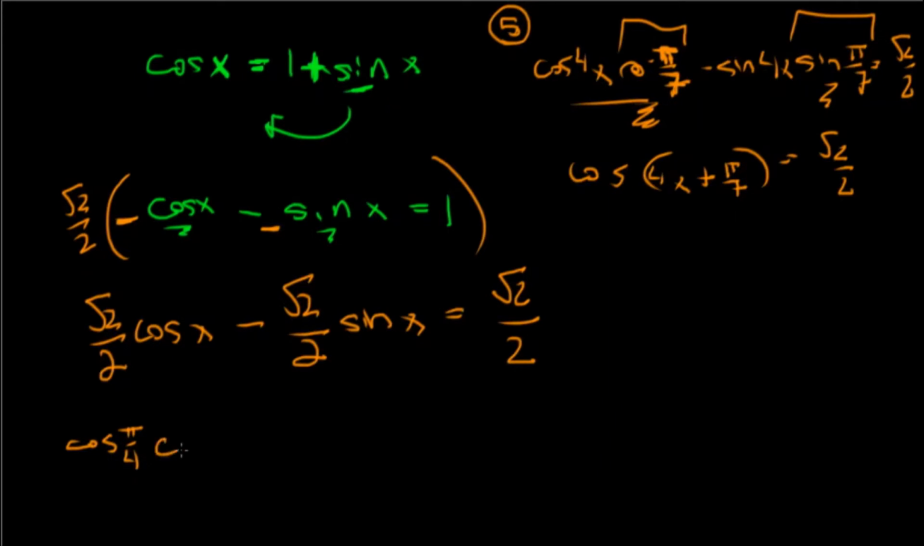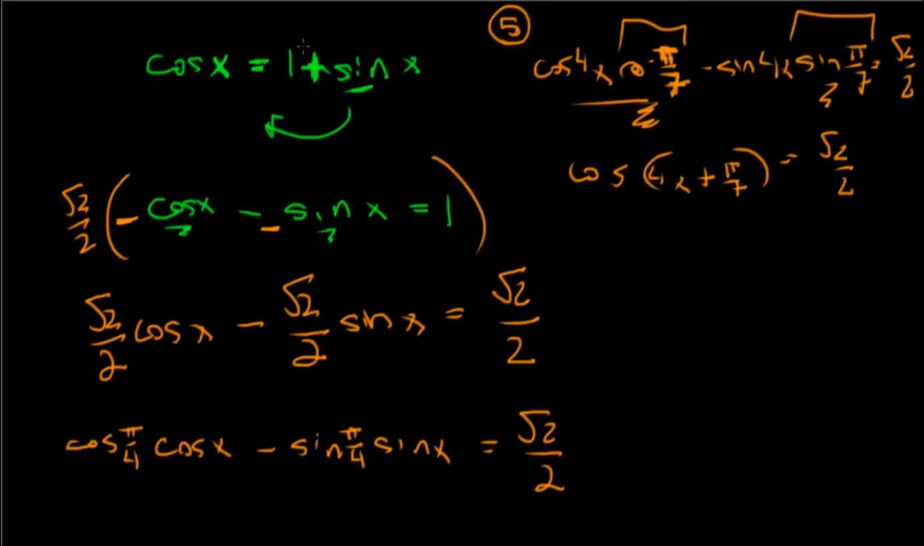Cosine pi over 4 cosine x minus, sorry. All right, cosine sine, that wouldn't help. But if I write root 2 over 2 as sine pi over 4, I think we're in business now. We can use the identity in reverse.